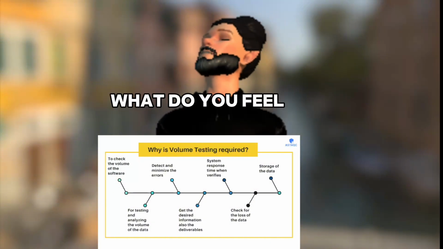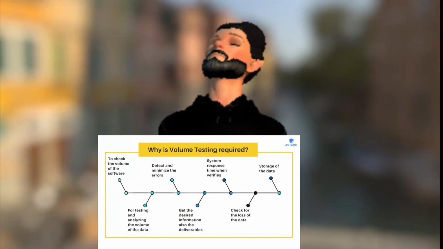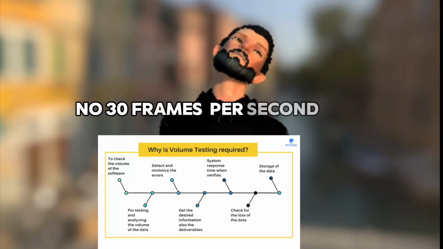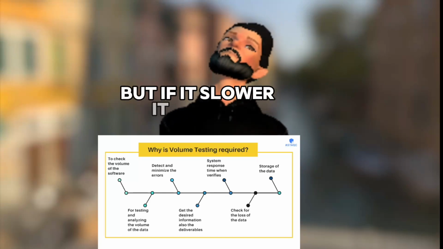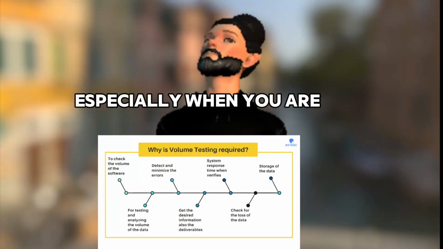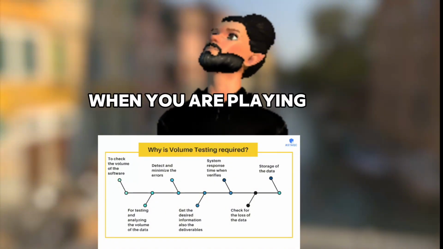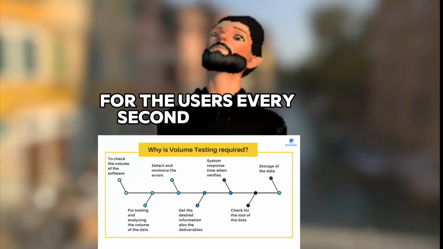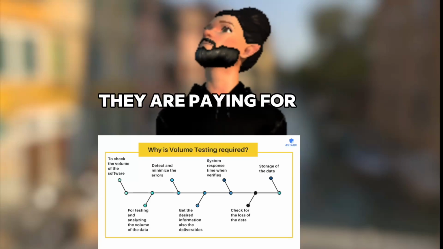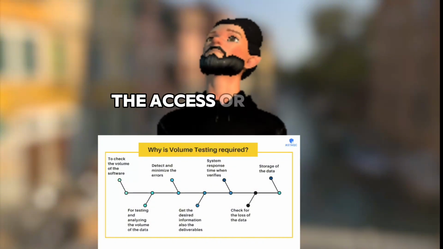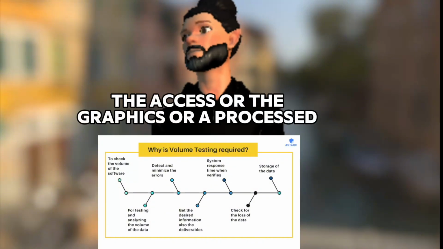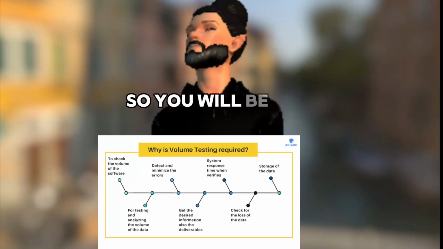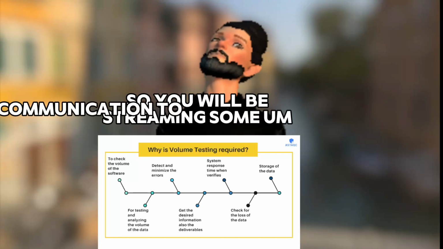What do you feel when YouTube plays a video at 30 frames a second, but if it is slower, it would be a problem, especially in the gaming industry, when you are playing a game application. For the users, every second matters. That is what they are paying for. They are paying for high speed connectivity. You cannot load all the graphics into the consumer's system, so you will be streaming some communication to the consumer system.